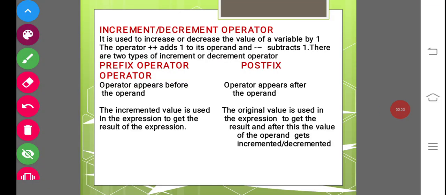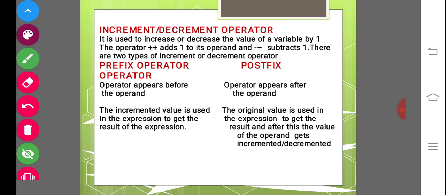Now in this slide we will be introduced to the concept of the increment or decrement operator. The definition says that it is used to increase or decrease the value of a variable by 1. The operator ++ adds 1 to its operand and -- subtracts 1 from the operand. There are two types of increment or decrement operator: the prefix operator and the postfix operator.